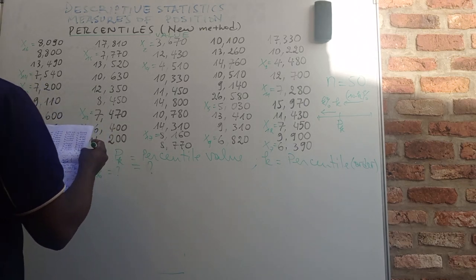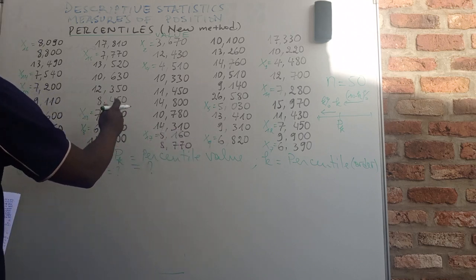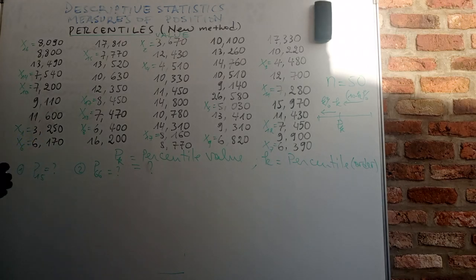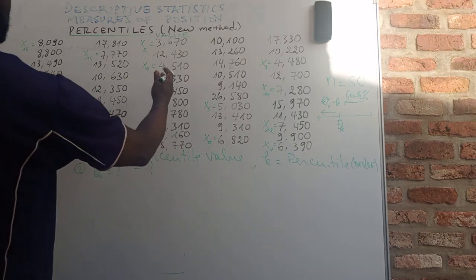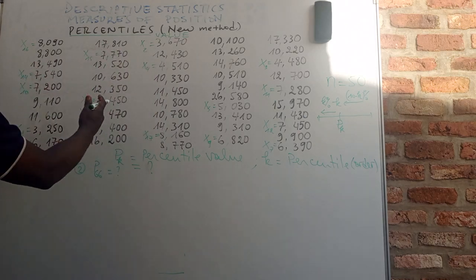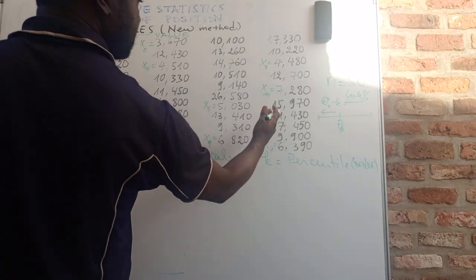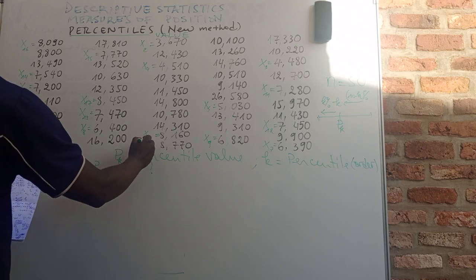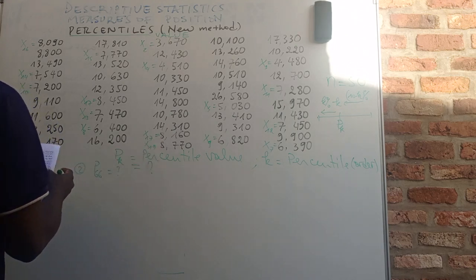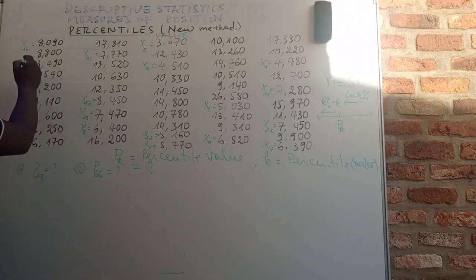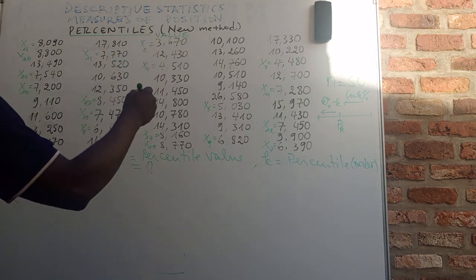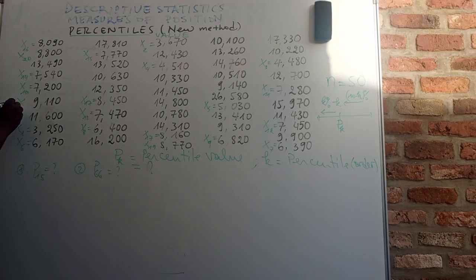This is 8450. Where is it? It is X17. Okay, X19 is 8770. Where is it going to be? Easy, it is here, X19. X20 is 8880, it is here, X20. X21 is 9010, X21.